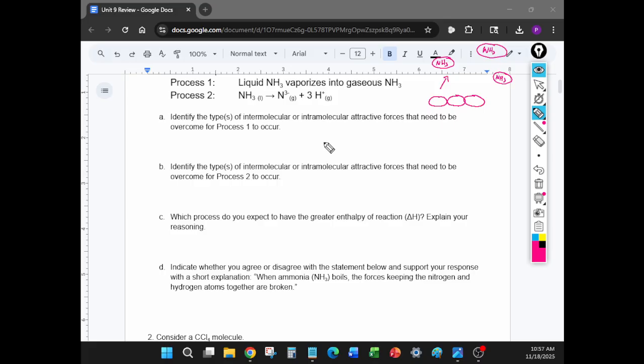So let's take a look at process 2 first, because I think this is easier. What is being broken in process 2? The bonds. What type of bond? What's the name of the bond being broken? Not H bonds. Yeah, covalent, because the molecule is breaking apart, right? What keeps the molecule together? Covalent bonds. So the answer to number 2, what is being overcome? The covalent bonds. The molecule itself is breaking apart. So when the molecule separates, the covalent bonds separate.